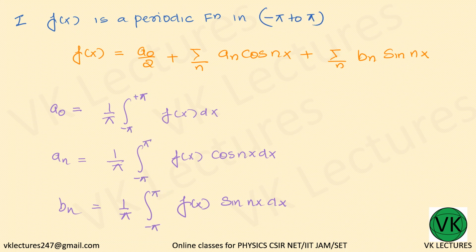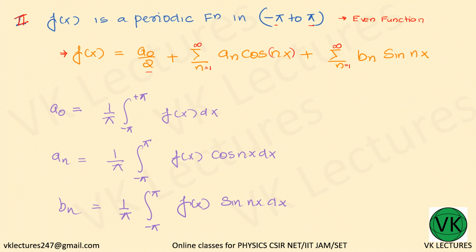Now assume that we have a function f of x which is a periodic function from minus pi to pi. This is an even function. The function f of x in a Fourier series remains the same: a naught by 2 plus sum over n equal to 1 to infinity of an cos nx plus sum over n equal to 1 to infinity of bn sin nx.